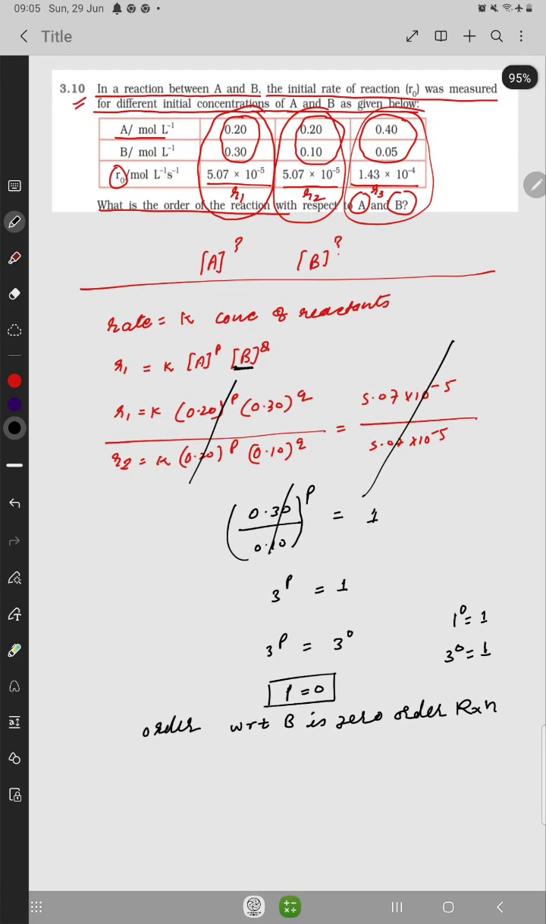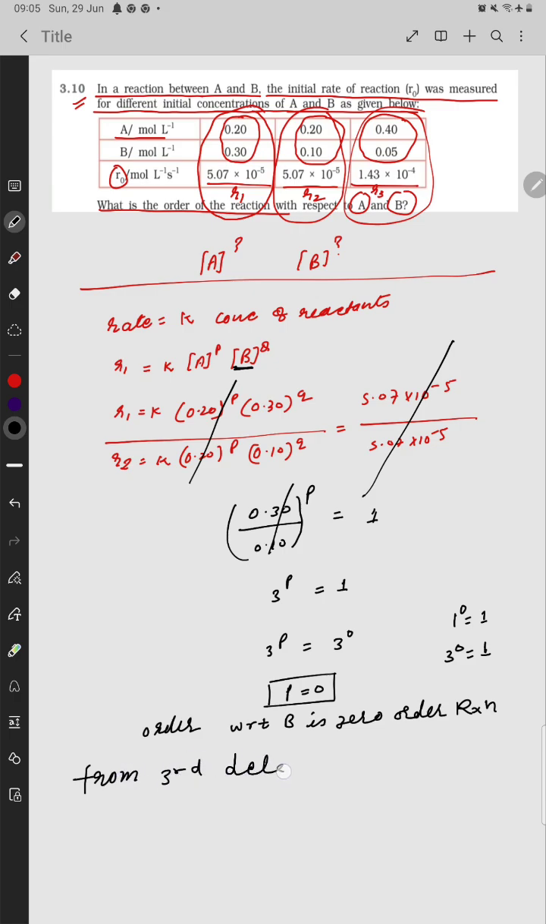Now student, what we are going to do is use the third data. R3 is equal to K, and here the concentration of A, student, is 0.40 to the power P, and 0.05 to the power Q, and the rate value is 1.43 multiplied by 10 power minus 4. This is there.